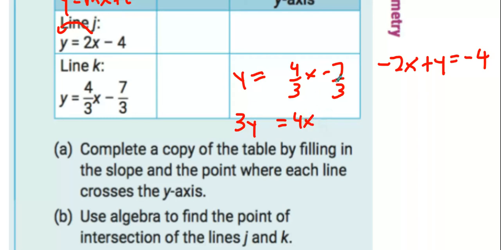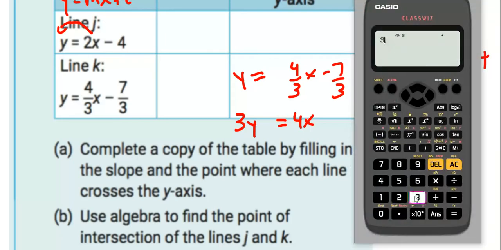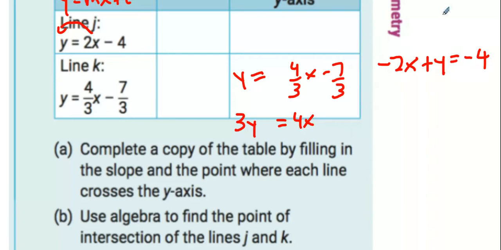4. What's 3 times minus 7 over 3? Ah, lads, come on. 3 times minus 7 over 3? Minus 7. Okay. Now, lads, what happens when I bring the 4x over the other side? What happens when I bring the 4 over? Minus 4x, 3y equals minus 7. Now you've solved that simultaneous equation.